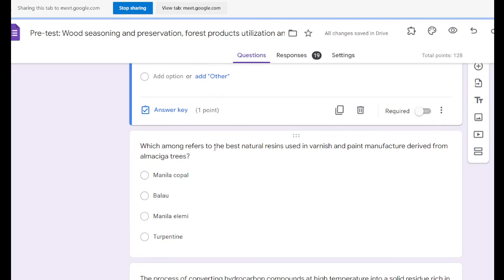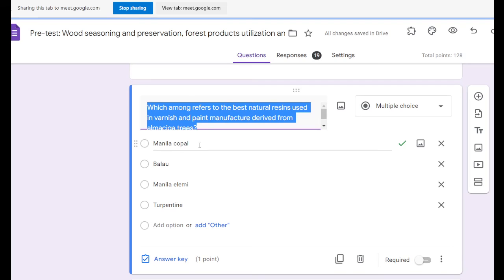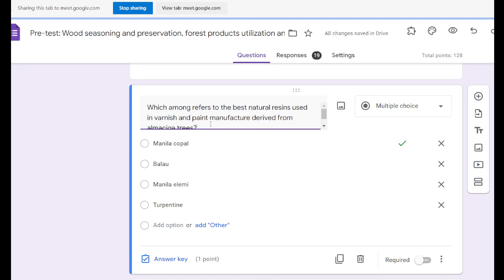Next, which among refers to the best natural resin used in varnish and paint manufacture derived from almasiga trees? Okay, best natural resin used for varnish and paint manufacture. So it's very easy. Manila copal. The resin acquired from almasiga trees.